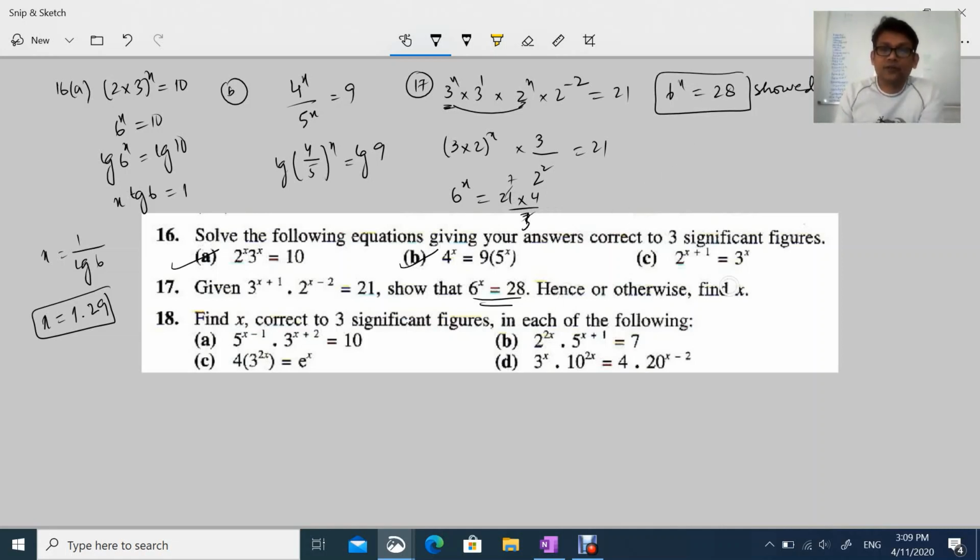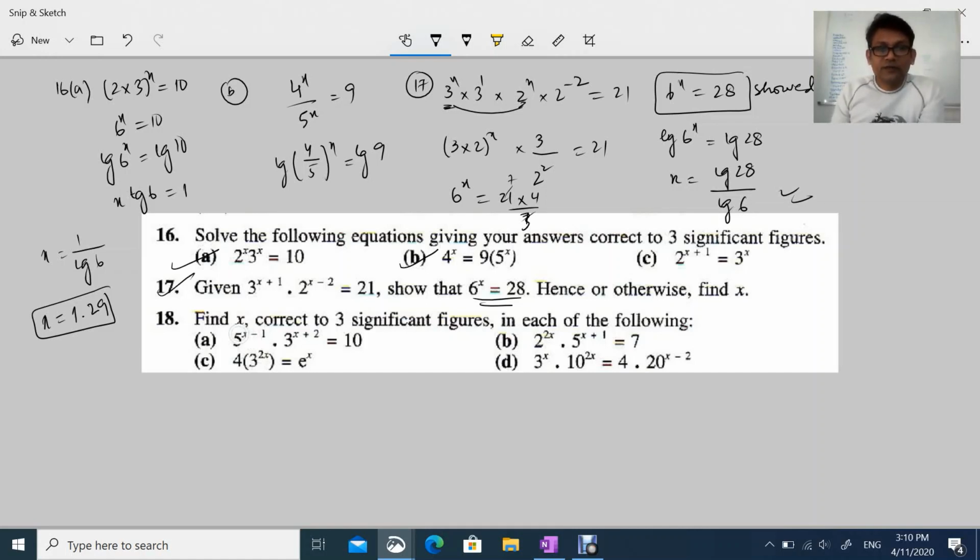Now, hence find x. Now we can apply LG on both sides. There is no problem using ln, please remember, but I would advise you, when we do not have an exponential function, use LG here. Then x is LG 28 divided by LG 6, and you can get the answer after simplification.